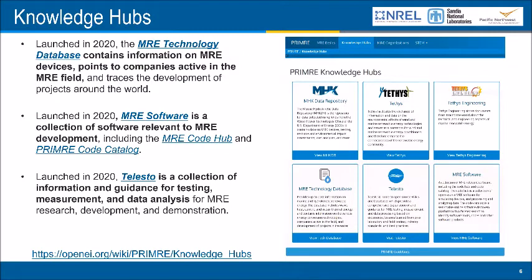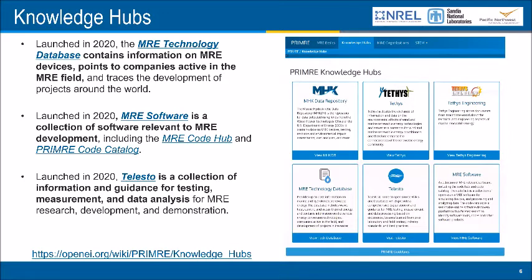So then I want to talk about the 3 knowledge hubs that we're going to highlight today. First, the MRE Technology Database, which contains information on MRE devices and companies active in the MRE field. And then launched also in 2020 is MRE Software, which is a collection of software relevant to the MRE industry, and it includes the MRE Code Hub and the PRIMRE Code Catalog, both of which I'll talk about shortly. And then lastly, also launched in 2020, is Telesto. It's a collection of information and guidance relevant for testing and measurement and data analysis for the MRE space.